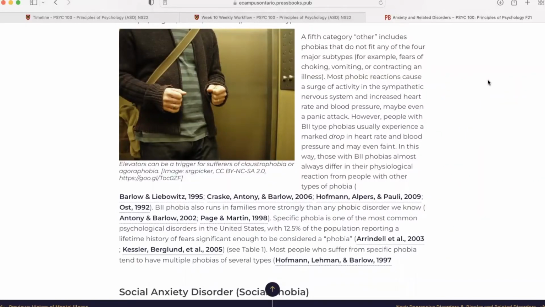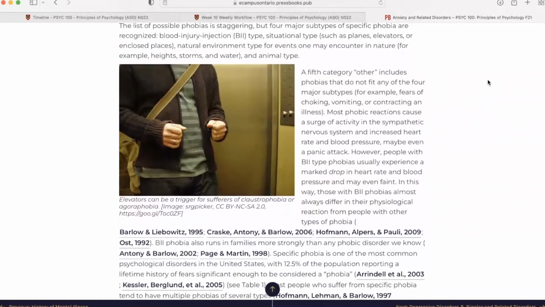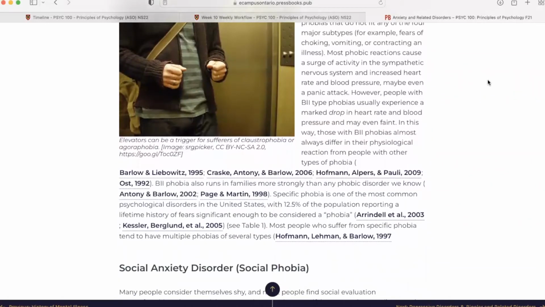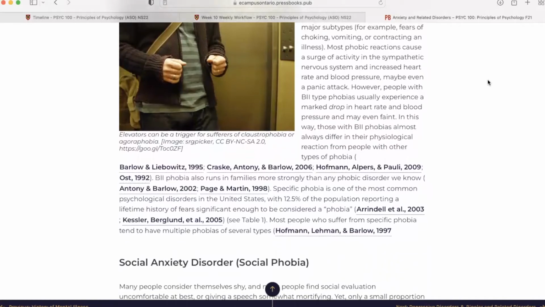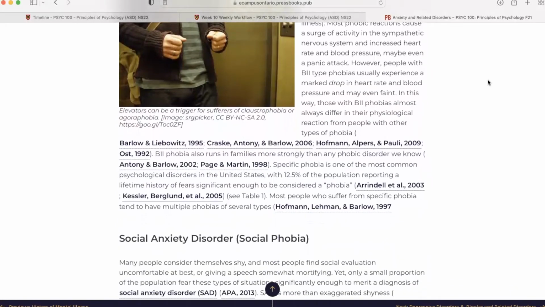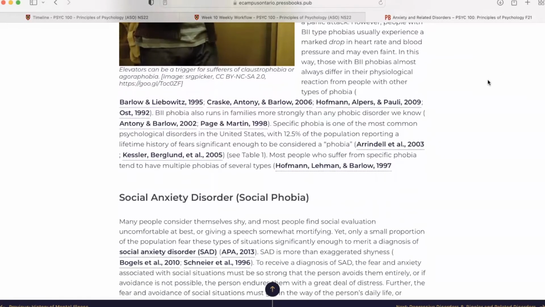choking. Most phobic reactions cause a surge of activity in the sympathetic nervous system and increase heart rate and blood pressure, maybe even a panic attack. However, people with BII or the blood injury injection type phobias usually experience a marked drop in heart rate and blood pressure and may even faint. In this way, those with BII phobias almost always differ in their physiological reaction from people with other types of phobia. BII phobia also runs in families more strongly than any phobic disorder we know.